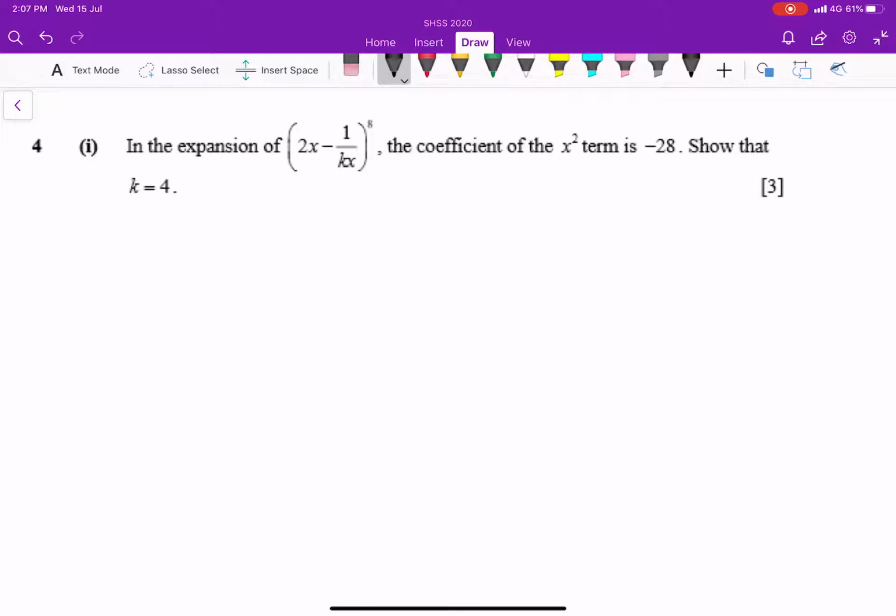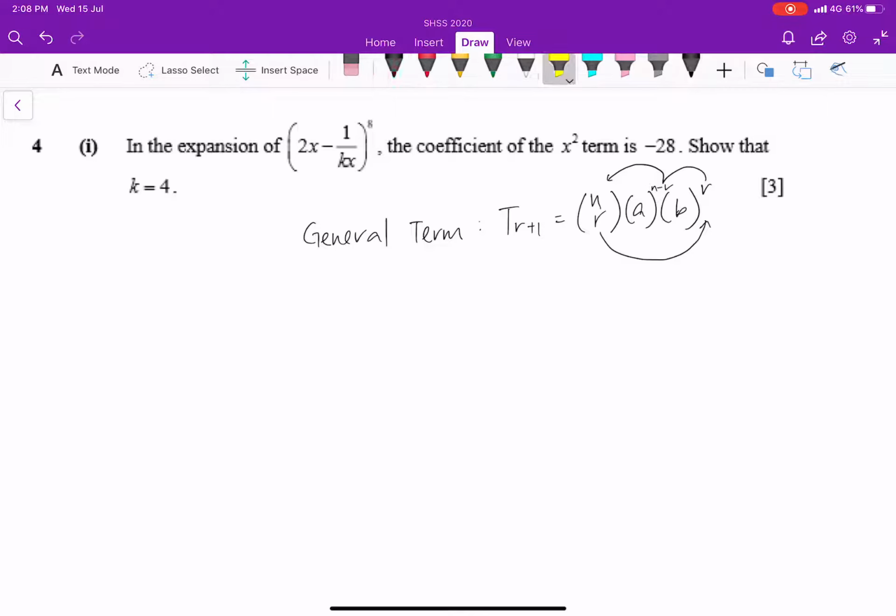Now, in order for you to deal with this question, we need to use something called the general term. The general term is T(r+1) equals nCr, your a, your b, this is to the power r, and this is n minus r. We need to use the concept of the general term to help us deal with this question. How am I supposed to do that?